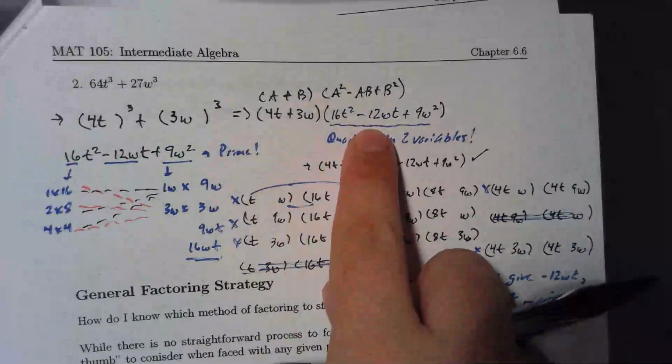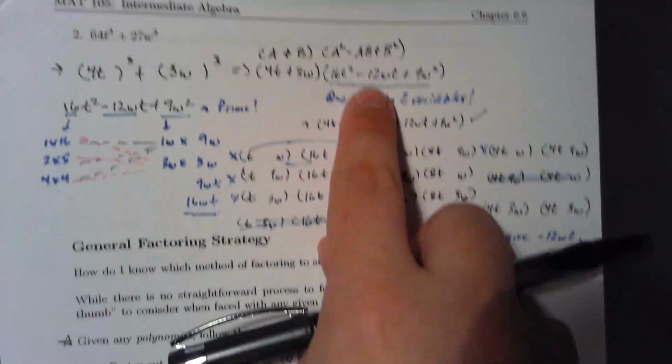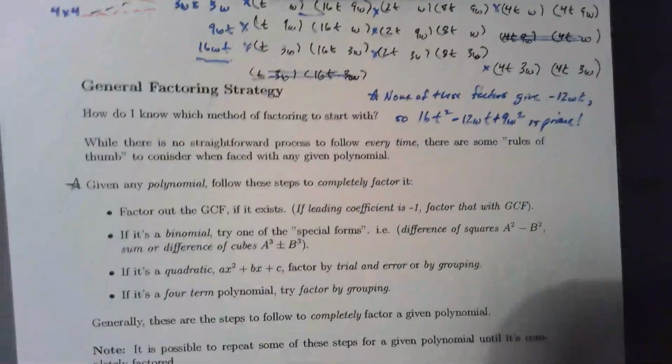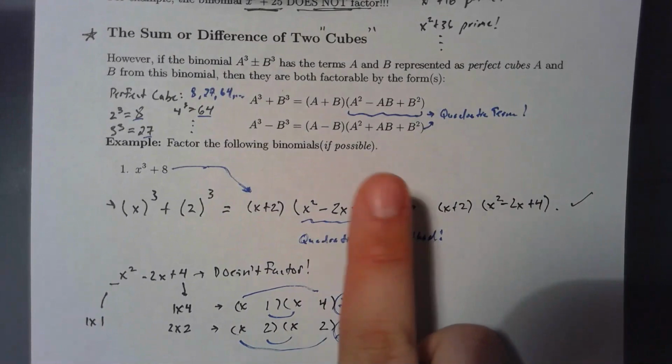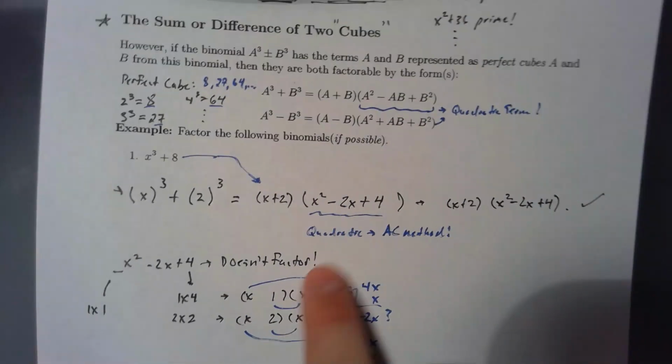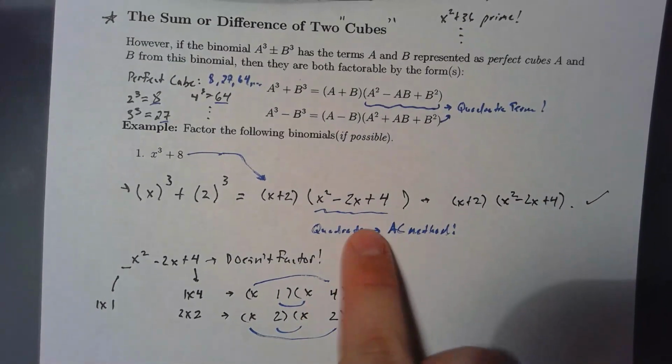Just like I did here. This was a quadratic in two variables, so I had to see if it factored. Just like this was a quadratic, but this was a basic quadratic in one variable. I had to see if it factored with the AC method. It didn't, so that was it.